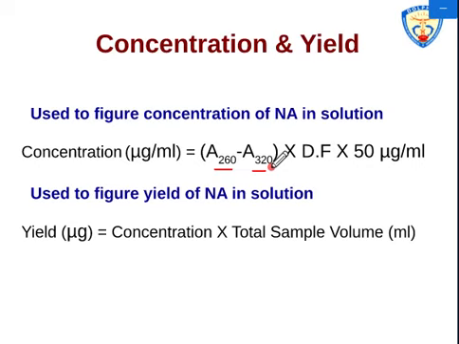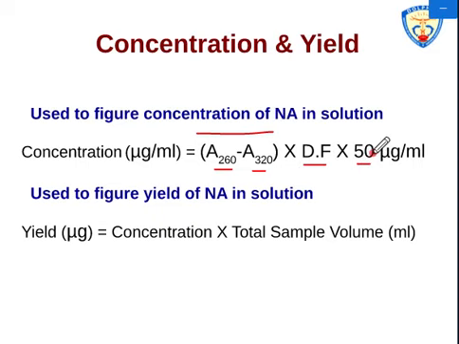Now why 320? Because absorption at 320 nanometers tells us about the turbidity that is present in the nucleic acid solution. And that turbidity could be a possible contamination. So we need to subtract the absorption at 320 nanometers from the absorption at 260 nanometers. So our final absorption value is multiplied by the dilution factor, multiplied by 50 micrograms per ml.